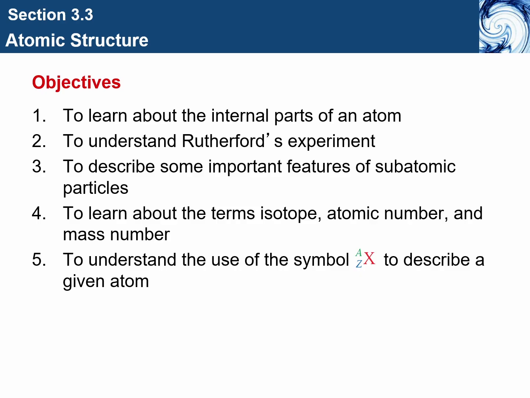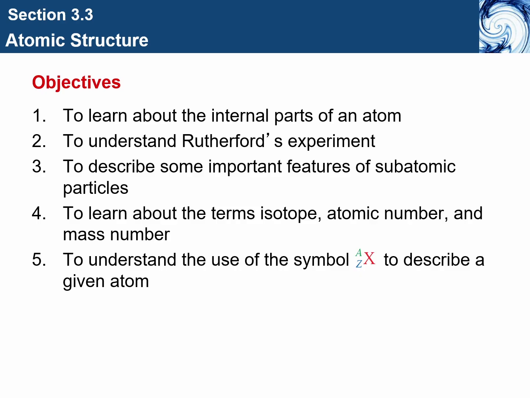Section 3.3 examines the atomic structure. We will first learn about the internal parts of the atom, and then we'll learn about Rutherford's experiment and explain how its results changed the accepted model of the atom. Next, we will describe the important features of the 3 major subatomic particles, the proton, neutron, and electron, and then we'll define isotopes, atomic numbers, and mass number.